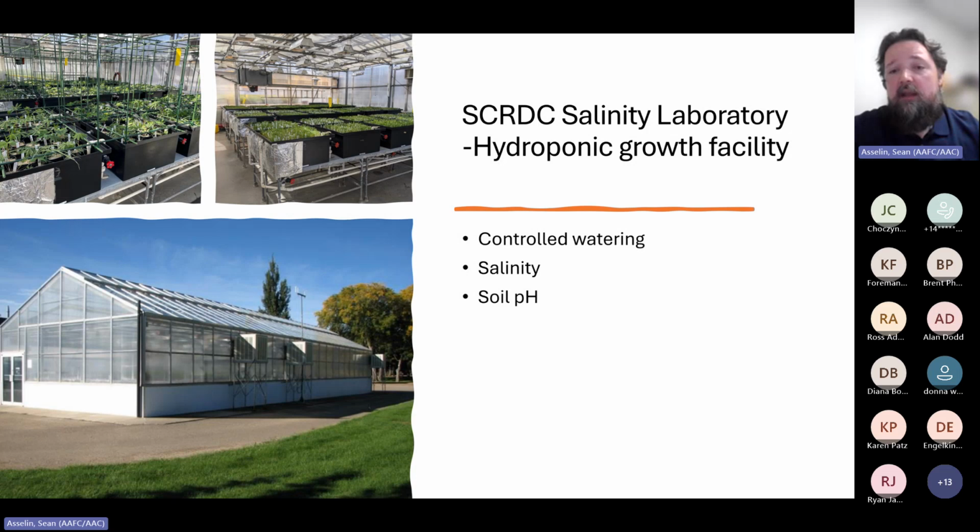And we can look at a variety of different characteristics in this facility. It's controlled by large water tanks in the basement, and we can adjust the level of salt in the water to select for materials that are saline tolerant or tolerances to different soil pHs or different nutrient content or just simply drought tolerance. So this facility plays a major role in our selections for stress tolerance in materials.